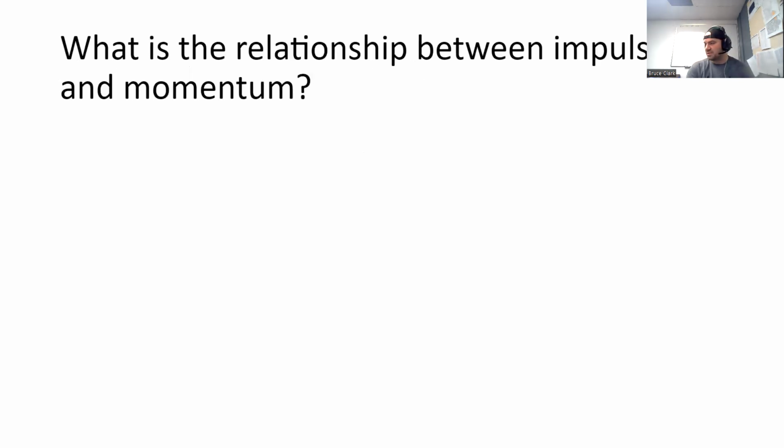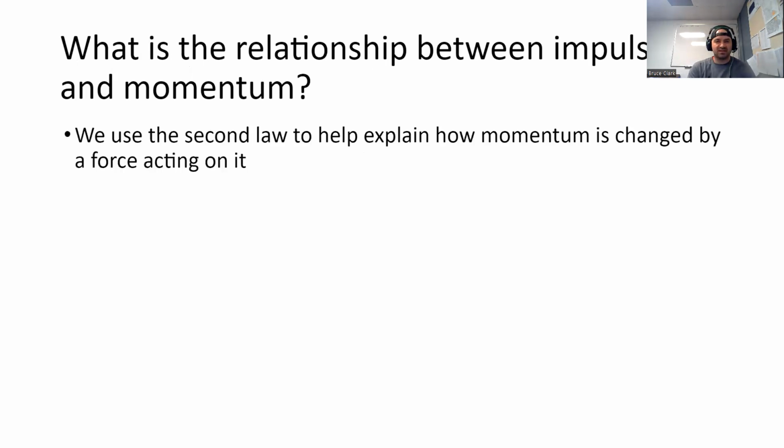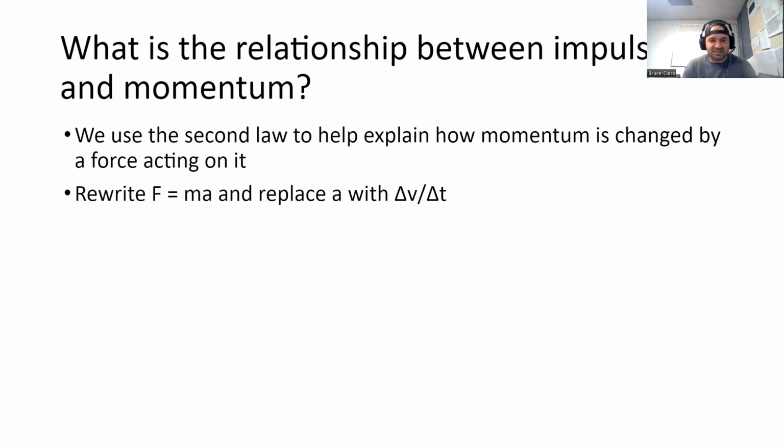Okay, what I want to get to today is the relationship between impulse and momentum. We can use the second law to help explain how momentum is changed by a force acting on it. How do we do this? We're going to rewrite force equals mass times acceleration. We should know that formula by now. And we'll replace acceleration with the change in velocity over the change in time.